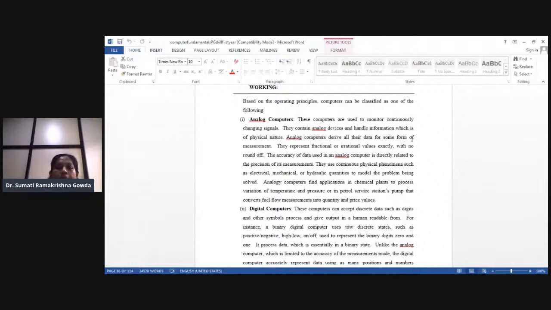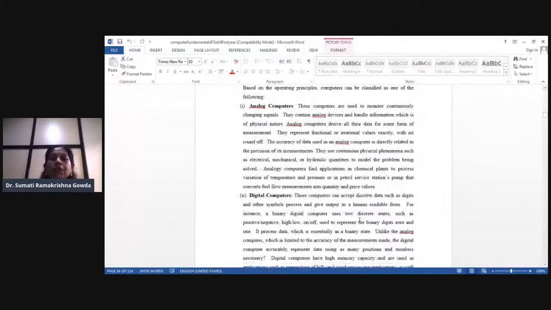They work with the help of electric signals, analog signals. When you go to a petrol bunk, you fill the petrol. It shows you the price and quantity, right? So the measurement of fuel flow is done in the form of analog. Hope you understand what analog computers mean. So next is digital computers.